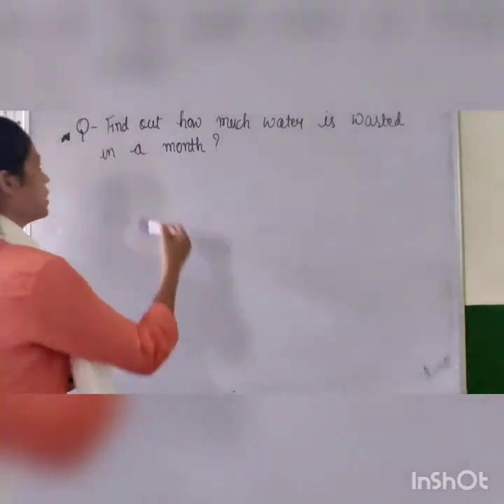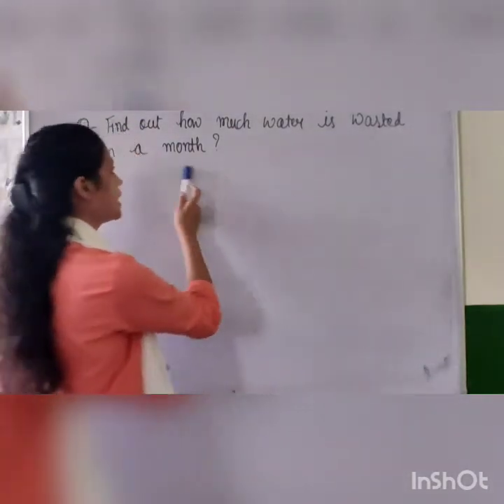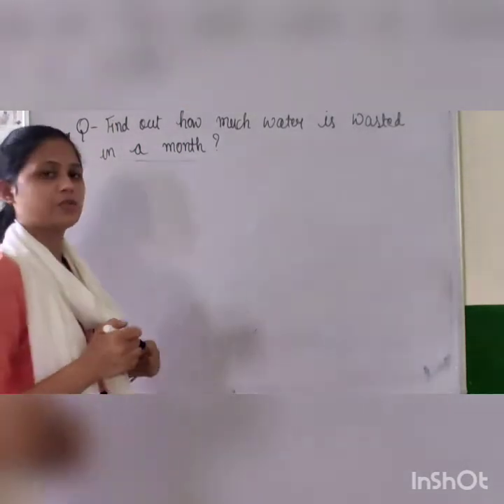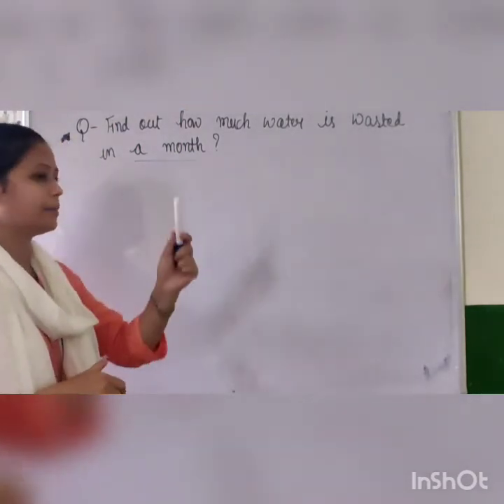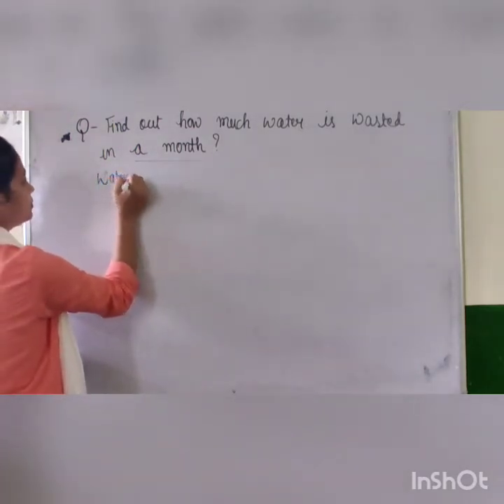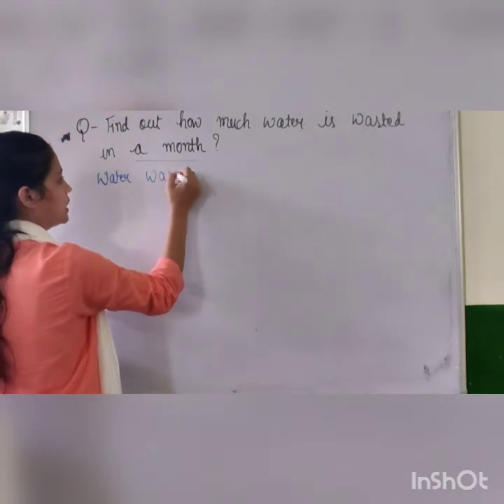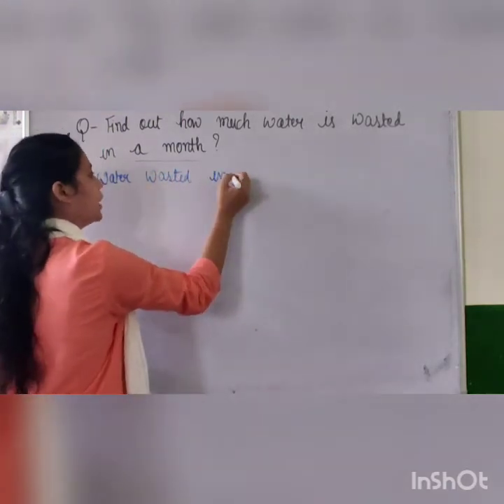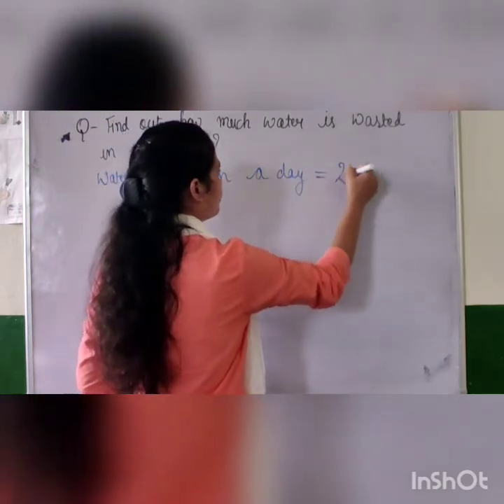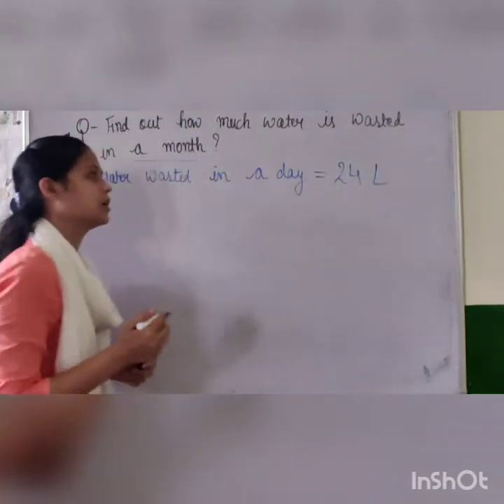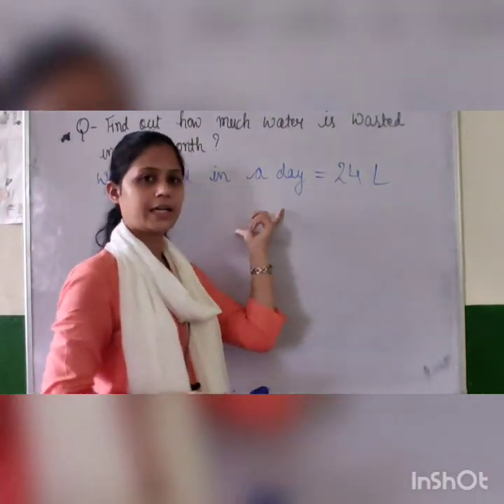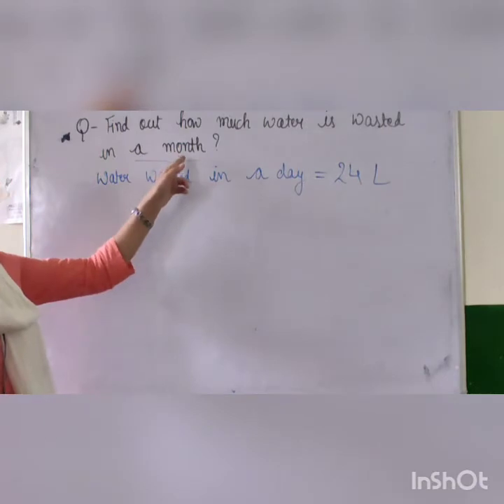Next question is, find out how much water is wasted in a month. Now we have to find out for 1 month, how much water is wasted. We know that they are wasting 24 liters of water in 1 day. So now we have to find for a month.